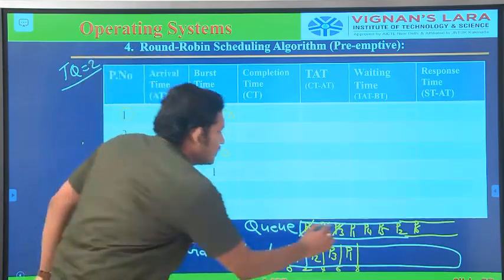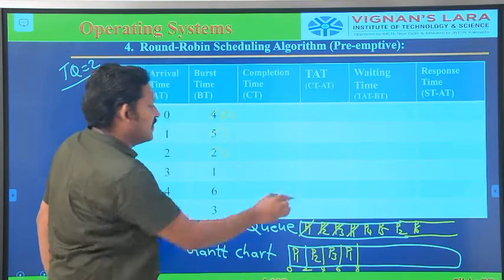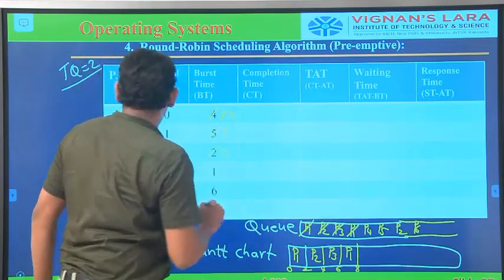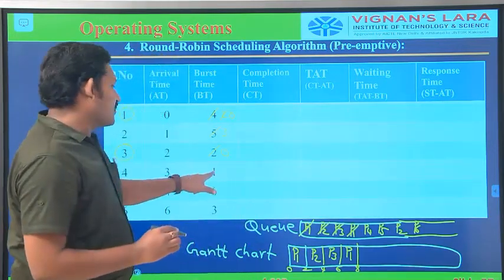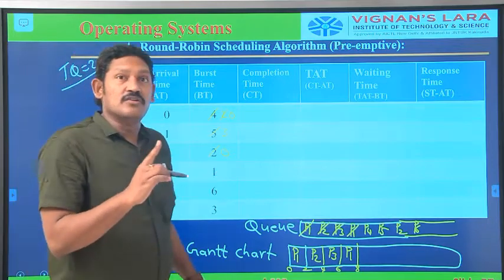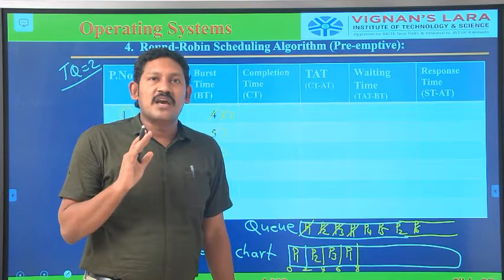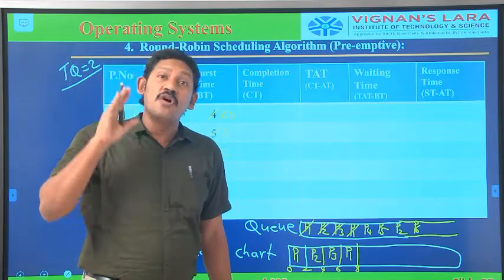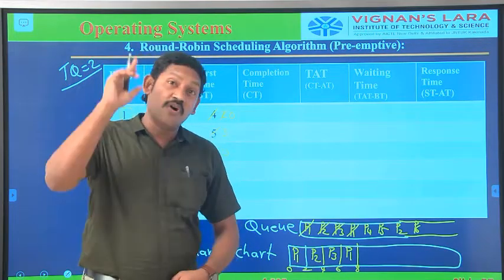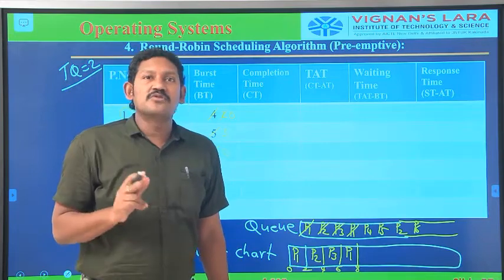So next, P1 is over. Next, we have P4. We will write P4. P4 will be executed for only 1 second. I told you, since the time quantum is 2, any process can be executed by the CPU for at most 2 seconds.